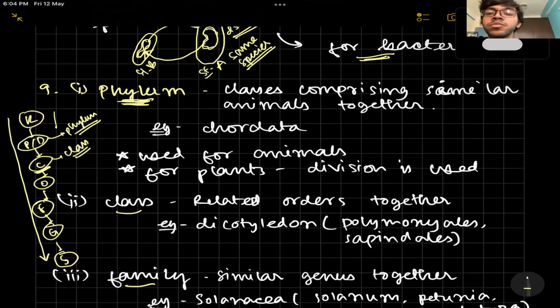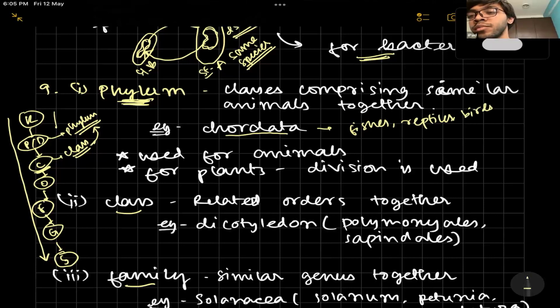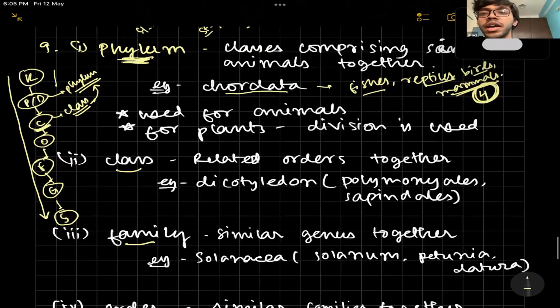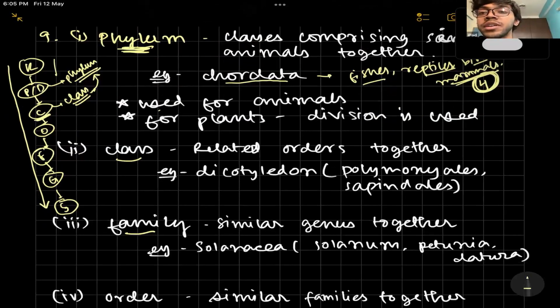So the definition of phylum will be: classes comprising similar animals are together included in a phylum. For example, Chordata. Chordata includes fishes, reptiles, birds, and mammals. These 4 classes have similar properties, that's why they're included in the same phylum, that is Chordata. And this is important: the term phylum is generally used for only animals. For plants, we have a different term called division.